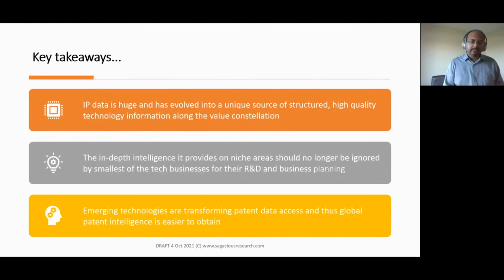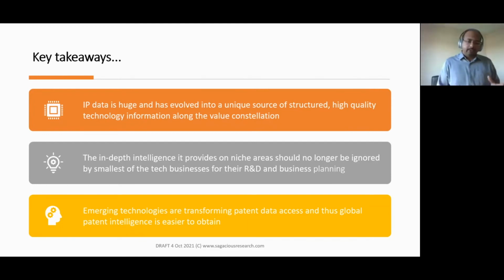And that is why this in-depth intelligence that is available through patent data in very, very narrow areas of technology cannot be further ignored by any size of businesses, because the data has become so easy to obtain and so easy to access that even startups or individual inventors could actually look at that information and try and draw meanings out of it. Of course, when you're trying to do it at a complex level, then it requires expertise, etc. So that's where research companies come in.